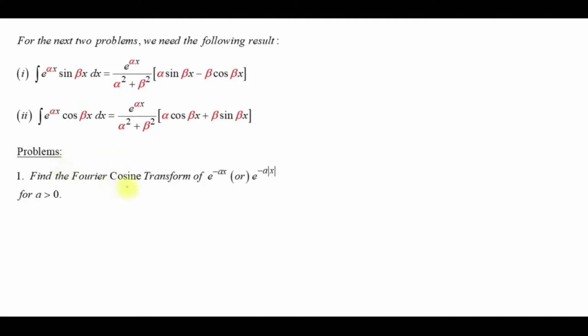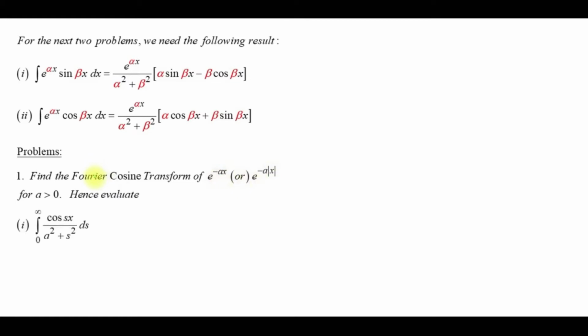Problem: Find the Fourier cosine transform of e power minus ax, or e power minus a into mod x, for a greater than 0. Note that for the cosine transform, the limit is 0 to infinity. In 0 to infinity, mod x equals x. So both e power minus ax and e power minus a into mod x are the same in these limits, because 0 to infinity is a positive limit. Therefore x equals mod x.